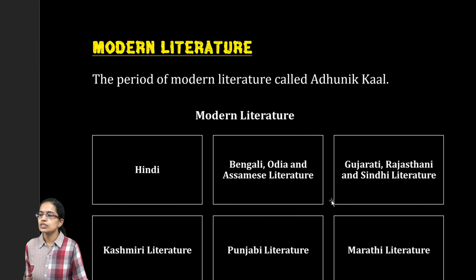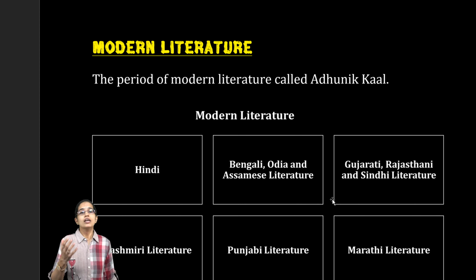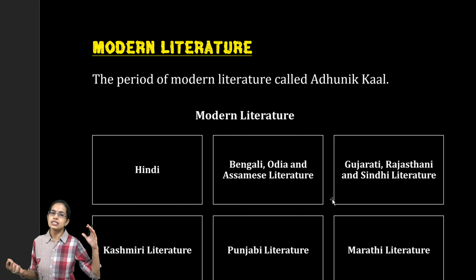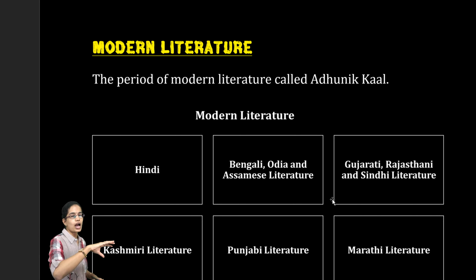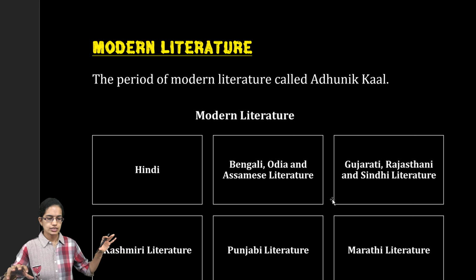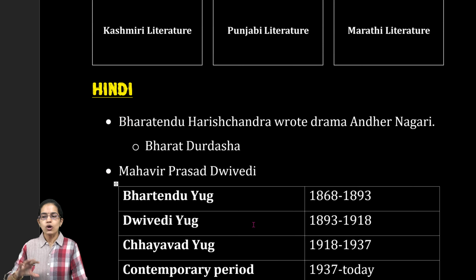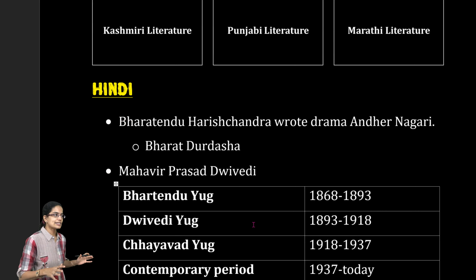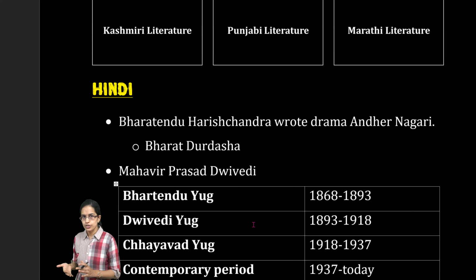The next was the series of modern literature, which was also known as the Adhunik Kal. Now during this Adhunik Kal, or modern literature, you had various regional languages that started to flourish. So let's say you had Bengali literature that developed, you had Gujarati and Odia literatures that developed, and the Punjabi and the Kashmiri literatures that prospered. So if we talk about all of those, let's understand the evolution of the yug. So we had the four important yugs that were there.